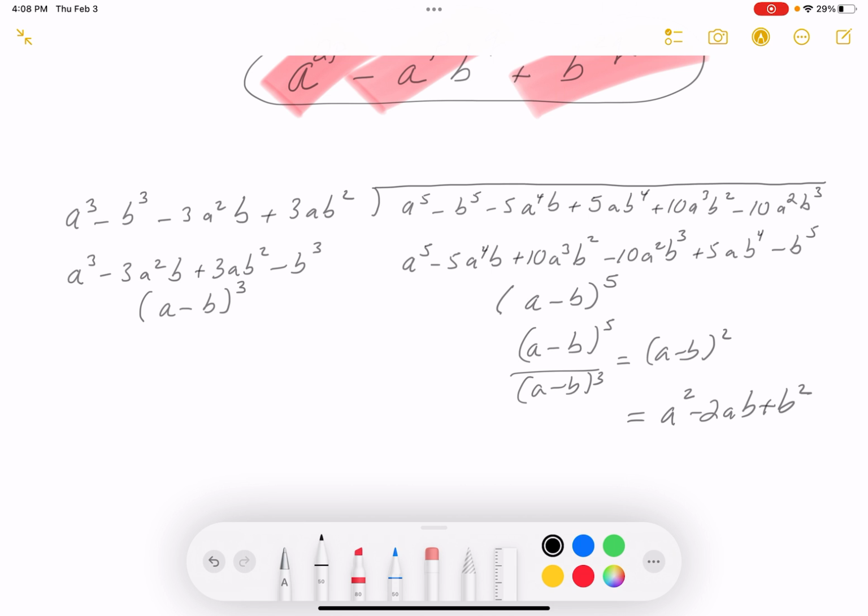So here's the claim. I'm claiming at the very end of this thing, and I really mean that, this is probably going to work out to be what I believed it to be, which is a squared minus 2ab plus b squared, or the a minus b quantity squared, all right?